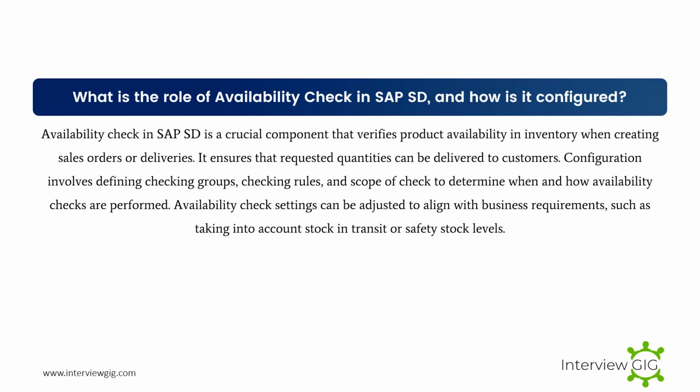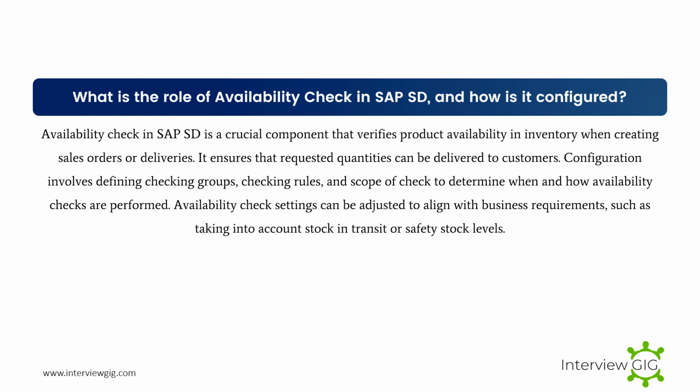What is the role of availability check in SAP SD, and how is it configured? Availability check in SAP SD is a crucial component that verifies product availability in inventory when creating sales orders or deliveries. It ensures that requested quantities can be delivered to customers. Configuration involves defining checking groups, checking rules, and scope of check to determine when and how availability checks are performed. Availability check settings can be adjusted to align with business requirements, such as taking into account stock in transit or safety stock levels.